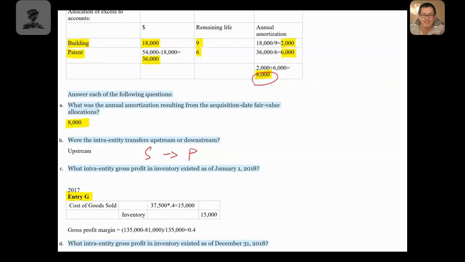And so we get those deferred amounts using the gross profit margin of 40%. The 40% is calculated by using the selling price minus the cost and divided by the total selling price. We get 40% and times the balance of the remaining inventory, and then we get 15,000. So 15,000 is the intra-entity gross profit in inventory as of December 31st of 2017, and also the beginning of 2018's existing deferred gross profit.